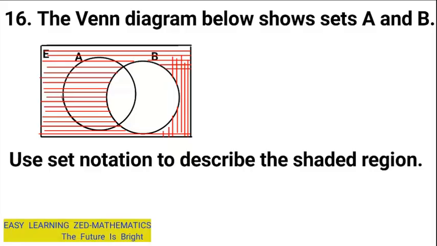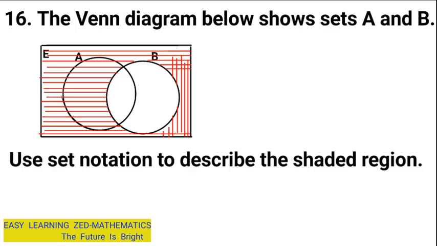Question 16 reads as follows. The Venn diagram below shows set A and set B. Okay, so now you need to take some time to study the Venn diagram. So as you can see, that's a Venn diagram. Don't be confused by my shading.